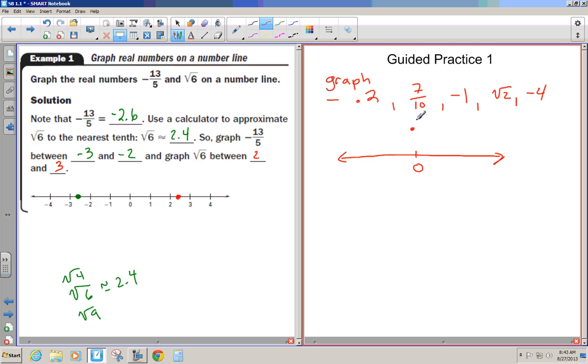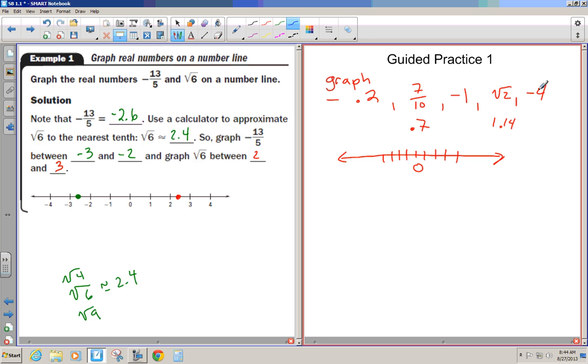7/10 is an easy one, 0.7. Square root of 2 is a little bit harder. It's basically between 1 and 2. Looking at something like that. And now we go ahead and graph them on a line. Let's actually put a scale here. This is all by 1.